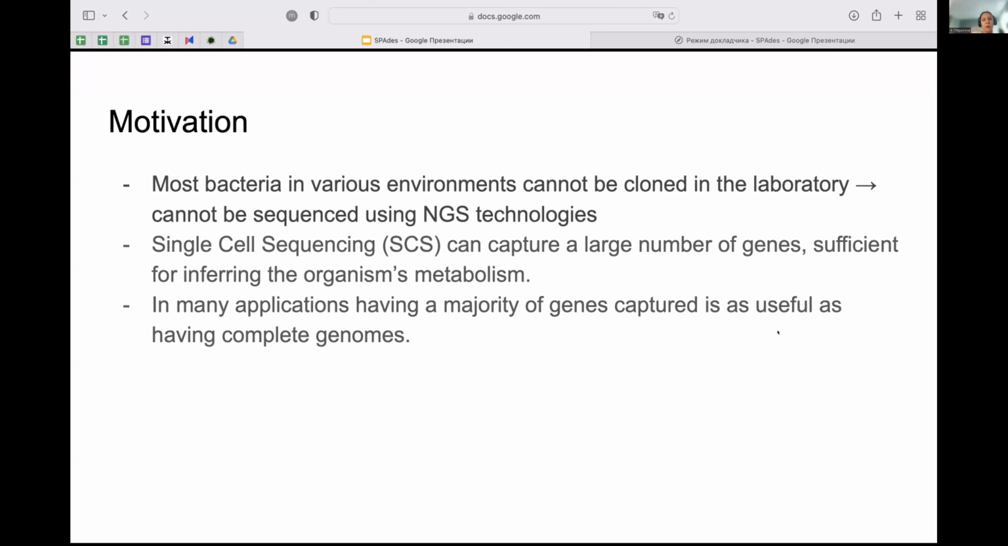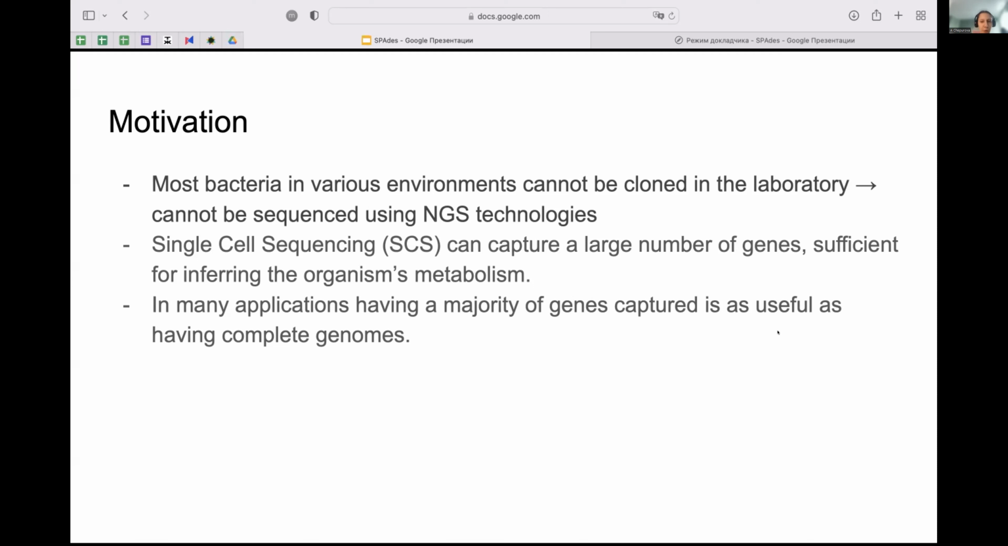Most bacteria in various environments cannot be cloned in the laboratory and therefore cannot be sequenced using NGS technologies. But single-cell sequencing is an alternative to collecting a large number of genomes, and it could be profitable to use this technology, for example, for the Human Microbiome Project.